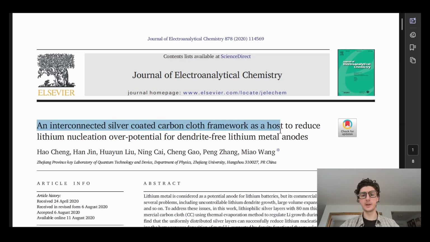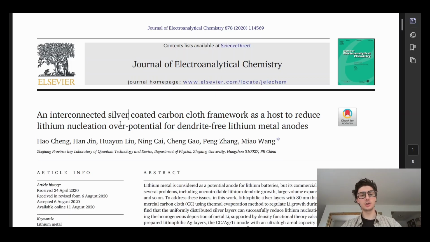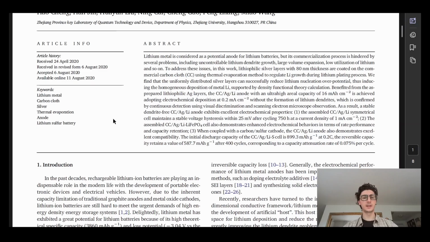an interconnected silver-coated carbon cloth framework as a host to reduce lithium nucleation over potential for dendrite-free lithium metal anodes. So a lot of interesting words here. Nucleation over potential, very cool word. Let's take a look here.